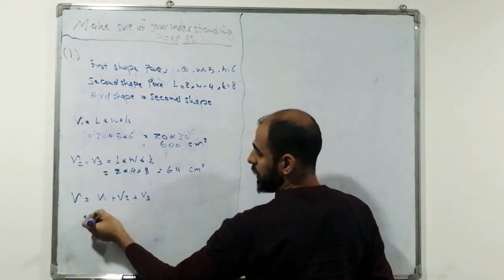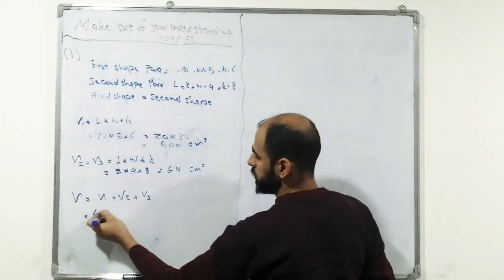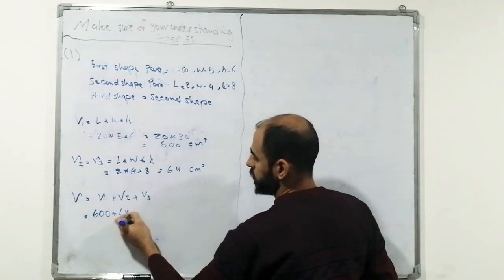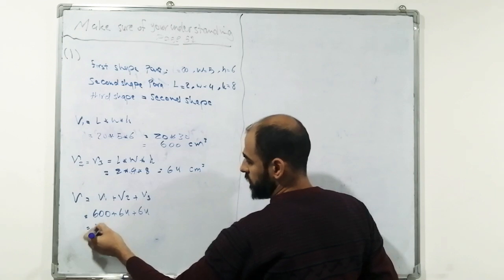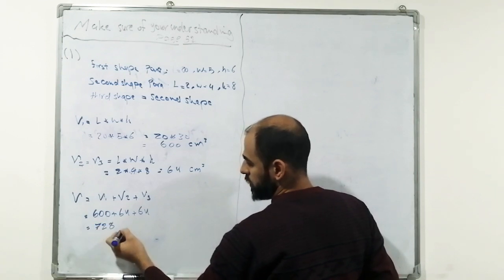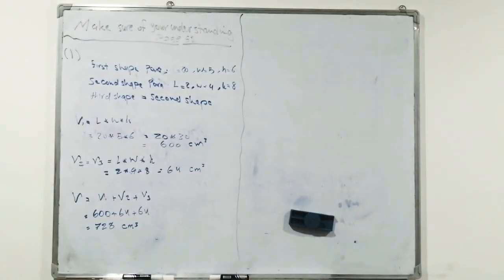The solution will be as follows: substituting the value of V1 and V2 and V3, 600 plus 64 plus 64, it will be 728 centimeter to the power 3 is the volume of the compound shape of question 1.